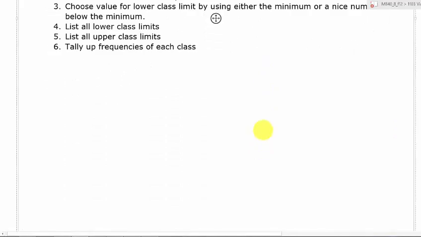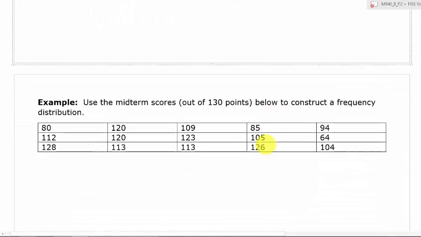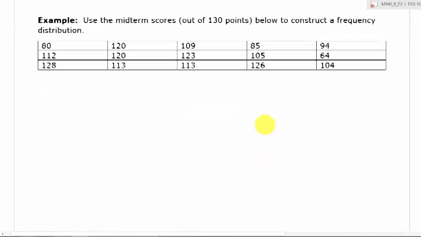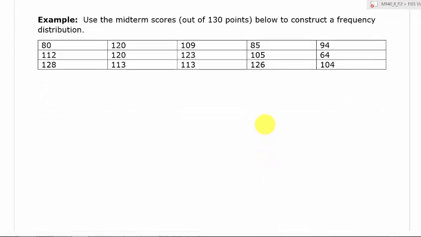So now we're going to do this for this example. This is some actual data of a midterm in one of my online classes. And so we're going to create a frequency distribution for this data. And the first thing that I like to do, only because it makes getting the frequencies a little bit easier, is ordering the data from the smallest value up to the largest value.